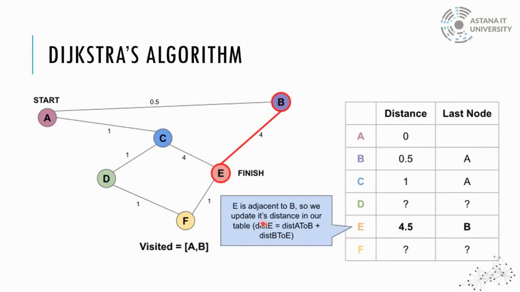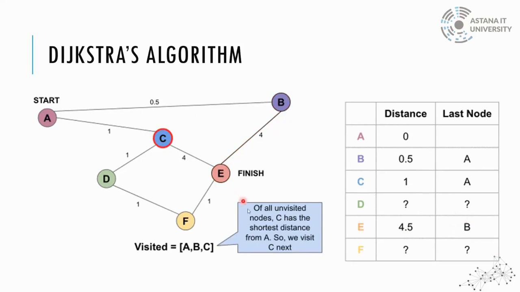The next part, we say E is adjacent to B. As you see, E is our finishing point. So we update its distance in our table. It's not the distance from B to A, but from A to E going through this path, and it would be 4.5 because it's just the sum of that. And that's actually why we can't use negative values for weights. I will put the predecessor as B.